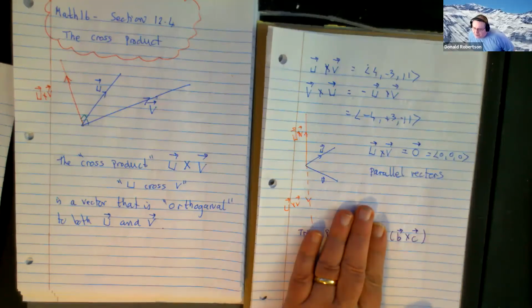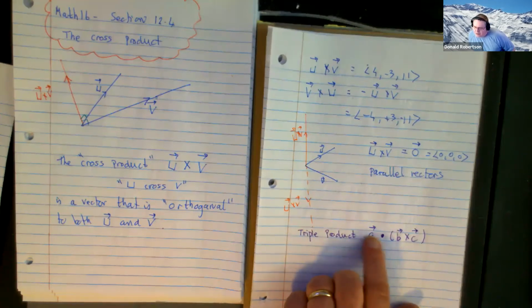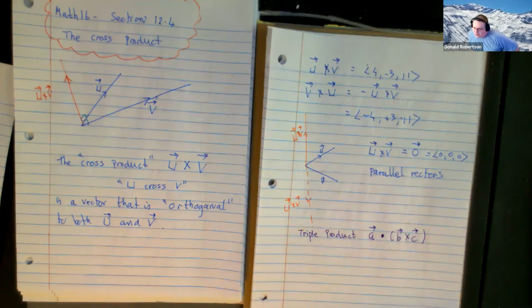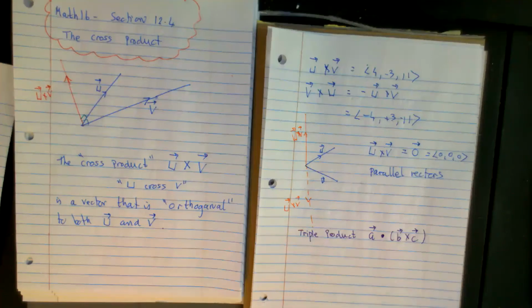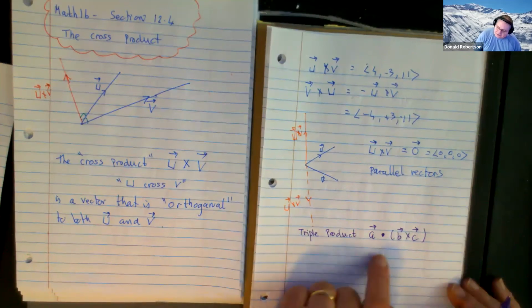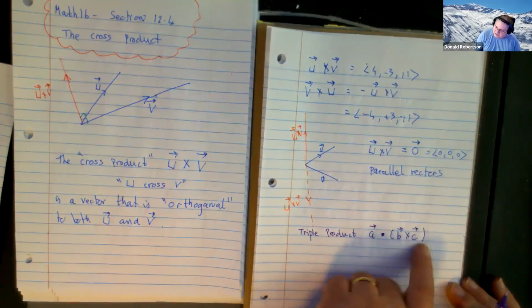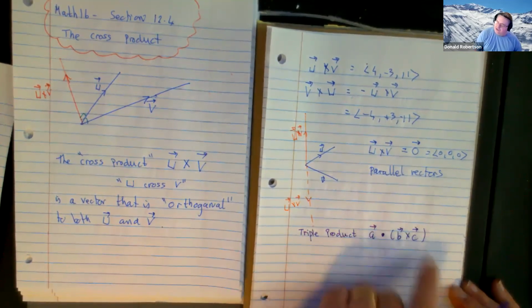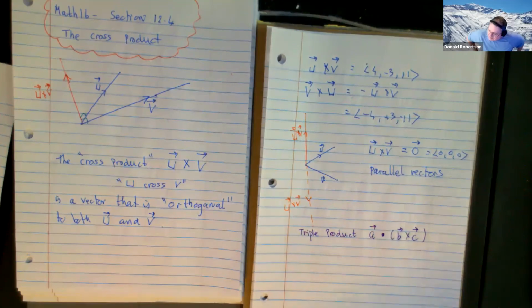Would you agree that B cross C is a vector? Right. And A dot a vector. What does A dot another vector get you? What does a dot product always get you? Dot products always get you a scalar. So that's called a triple product because it's got, I guess, 3 things in it, right? 3 vectors. A dot B cross C. Right.